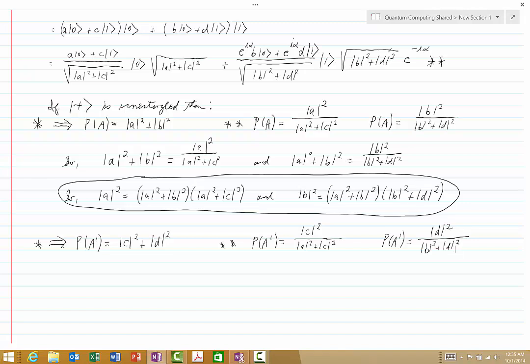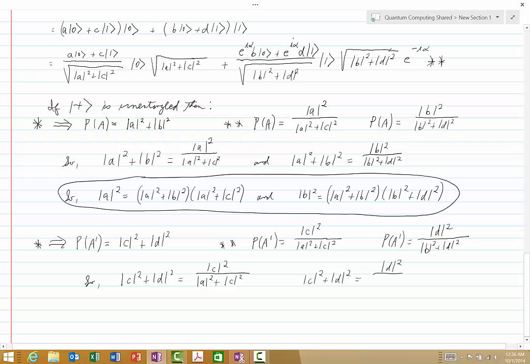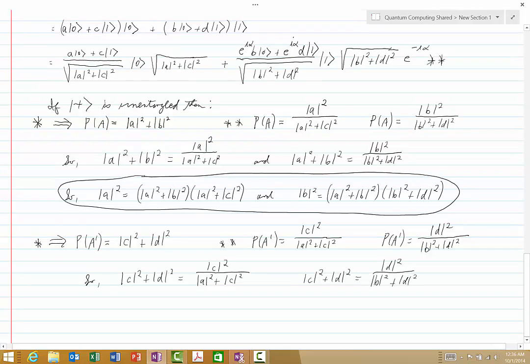Now, as we did before, we will equate these terms, and so we come up with a conclusion that magnitude of c squared plus magnitude of d squared is equal to magnitude of c squared over magnitude of a squared plus magnitude of c squared. And likewise, the magnitude of c squared plus the magnitude of d squared is equal to the magnitude of d squared over the magnitude of b squared plus the magnitude of d squared.